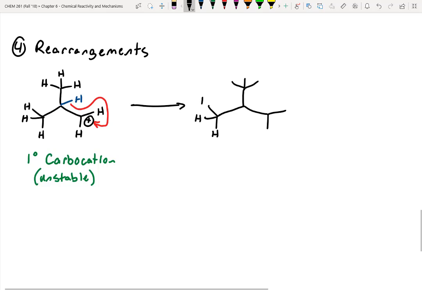So let me go ahead and fill in all the hydrogens. The blue hydrogen is now where the carbocation used to be, which means our positive charge is going to be smack dab in the center. What sort of carbocation would this be? Tertiary.